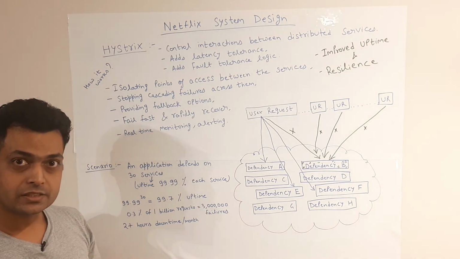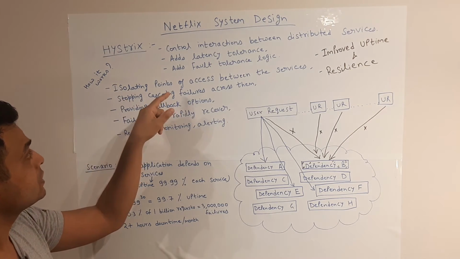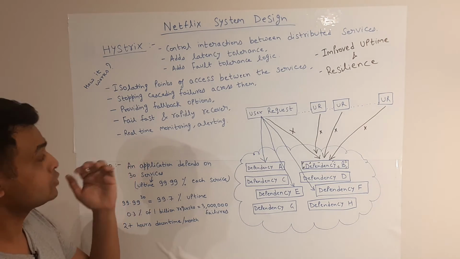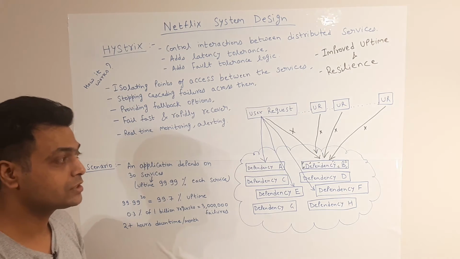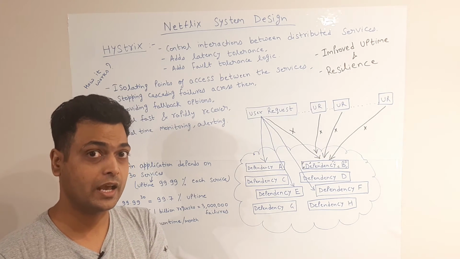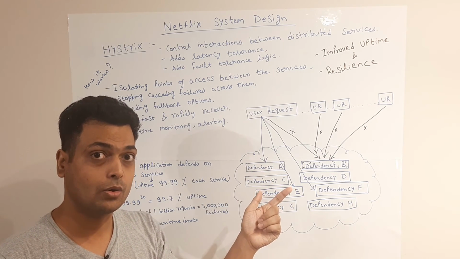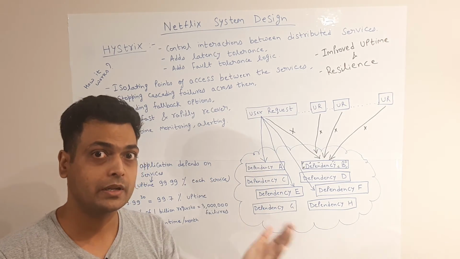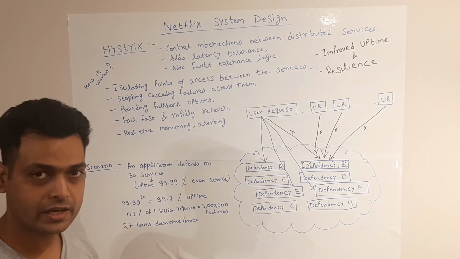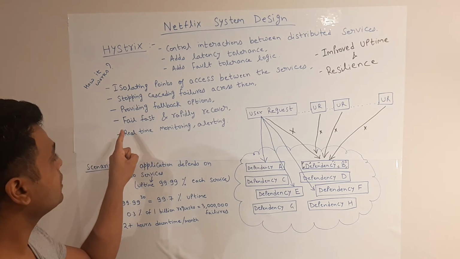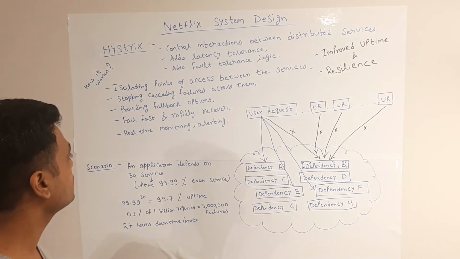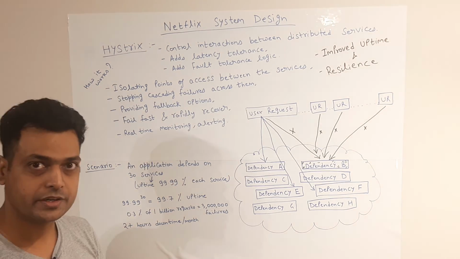Now the way Hystrix handles this situation is it isolates the point of access between the services. It stops the cascading failure. So suppose there is one service and this service depends on another service, and the internal service fails, and then the failure gets cascaded over; this library stops that. It provides the fallback option and takes care of error and exception handling. It fails fast and rapidly recovers in case such a situation arises. And it also adds real-time monitoring and alerting.